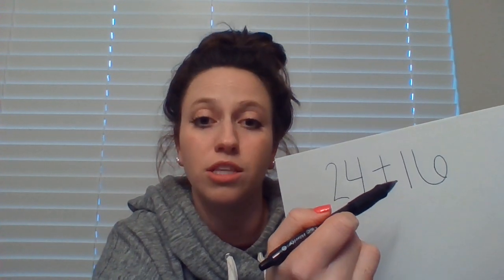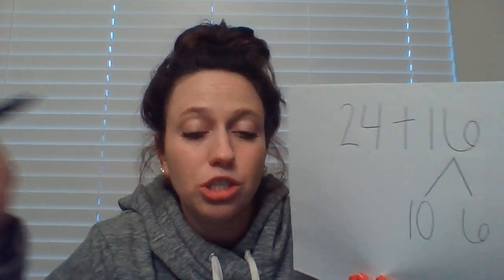Basically the first thing that I taught them to do is that they always have to break apart the smaller number. So in this problem, the smaller number is going to be 16. In order to break apart 16, they need to draw a number bond under 16 and write the two parts of 16. Students should already know that the two parts of 16 are 10 and 6.